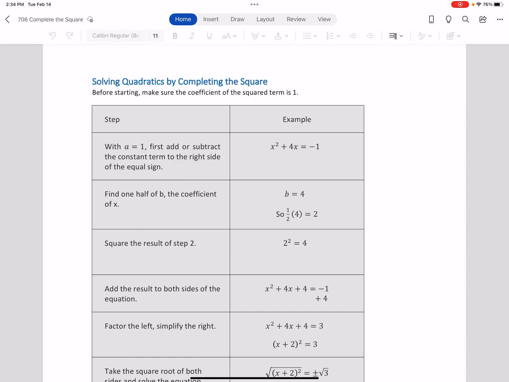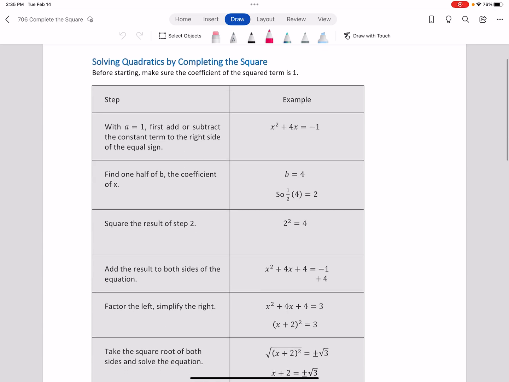One last method for solving a quadratic equation is to complete the square. What completing the square does is rewrite a quadratic so that it's in a form where you can use the square root property. Before you start, you have to make sure that the coefficient of your squared term, your a, is 1. With a equal to 1, add or subtract the constant term to the right side of the equals.